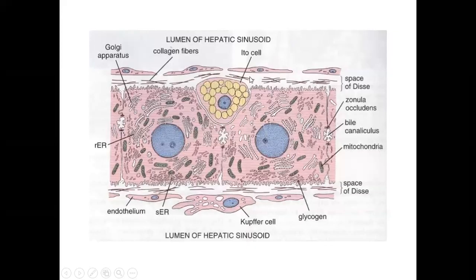This is another picture just to show you the Ito cell. We have the liver cell, or hepatocyte, and then we have the space of Disse here, located between the hepatocyte and the endothelium. Any product produced by the liver cell will be transported here. You can see here there is a large gap between the endothelial cells.